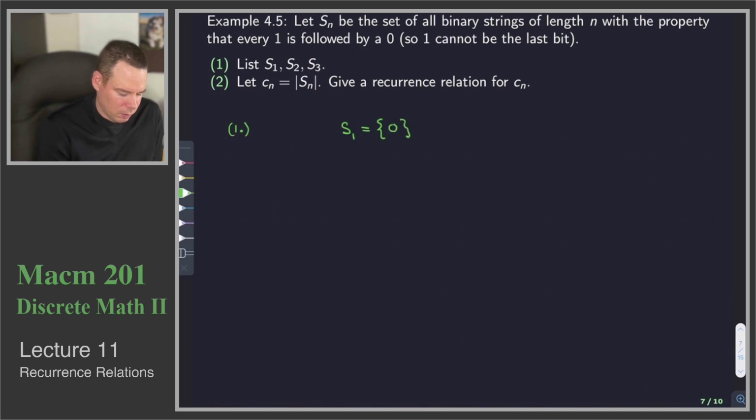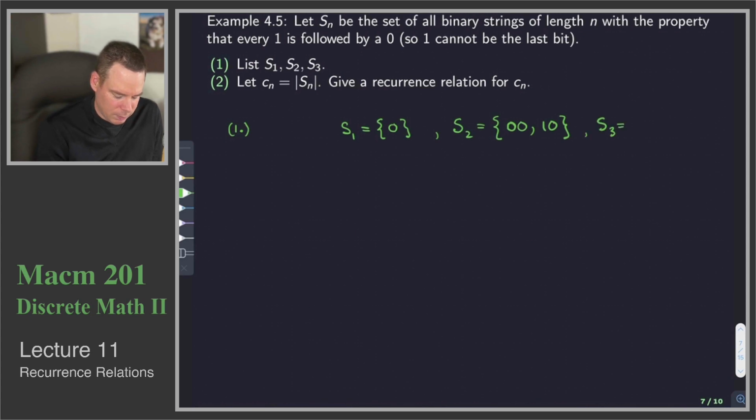So there's only one string of length 1, and that's that string there. How about the strings of length 2? Well, let's think about how they could start. They could start with a 0, but then it couldn't end in a 1 because of the condition that every 1 is followed by a 0, so it'd have to end in a 0. On the other hand, it could start with a 1, but if it starts with a 1, it has to be immediately followed by a 0, and there we've used up our 2 spots. So those are the only 2 strings we have.